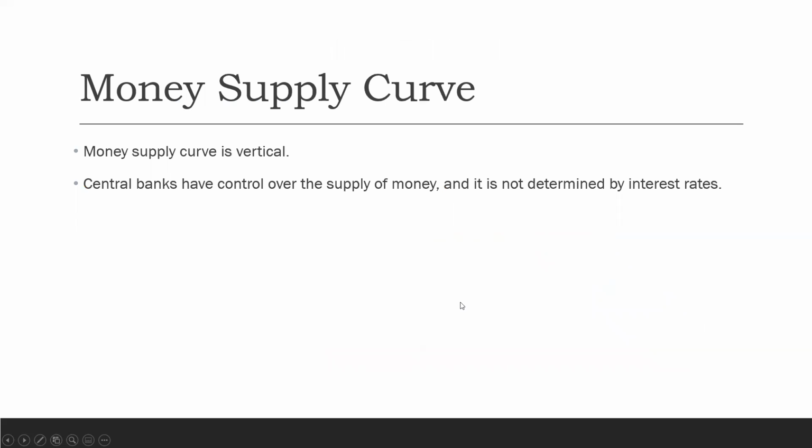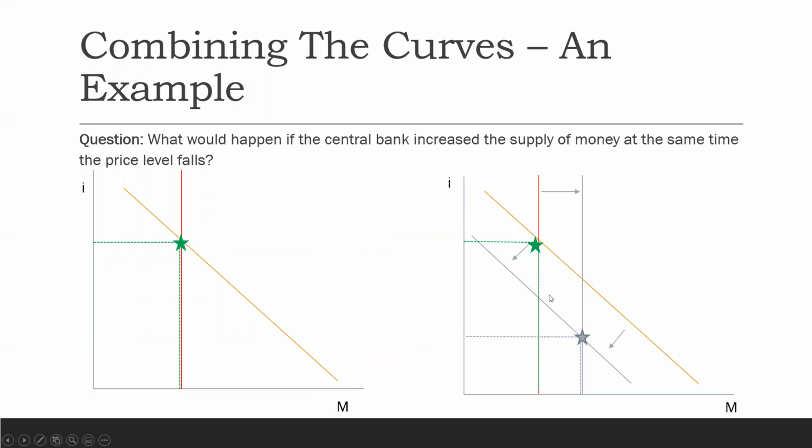So now let's talk about the money supply curve. The money supply curve is vertical. The reason why is because central banks have direct control over the supply of money. So it's not determined by interest rates. So as interest rates go up or down, the money supply curve isn't really going to shift left or right. Instead, the central bank's policies are going to determine whether the money supply curve is going to shift right or left.